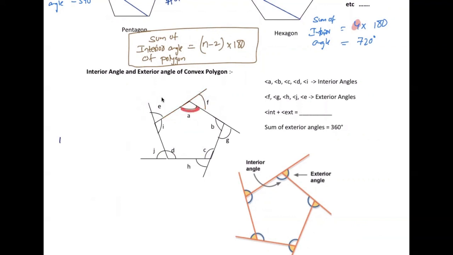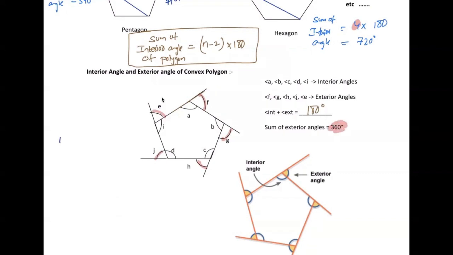So if you know one of the interior angles of a polygon and you want to find the corresponding exterior angle, just subtract the interior angle from 180 and vice versa. If you look at this diagram, interior and exterior angle will add up to 180 degrees. And the sum of all the exterior angles is always going to be equal to 360 degrees.